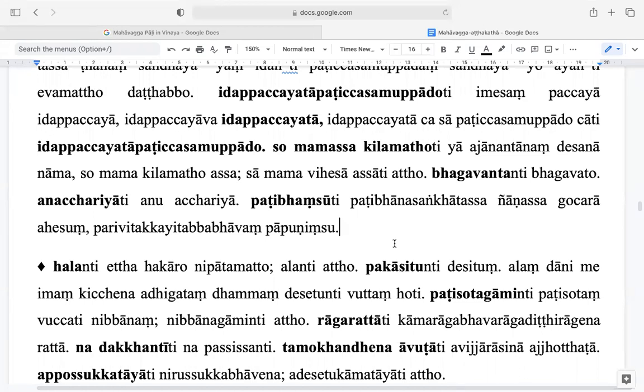So in this sentence, the relatives Ya and Sha, which word do they refer to, Sarah? Why is it feminine gender? So Ya refers to desana, so mamasa kilamato asa. Actually, this Ya ajanandana desana nama, that relative clause, is related to so mamasa kilamato asa, as well as to so mamasa kilamato. And that line will also be related to sa mamasa vihesa asadi.